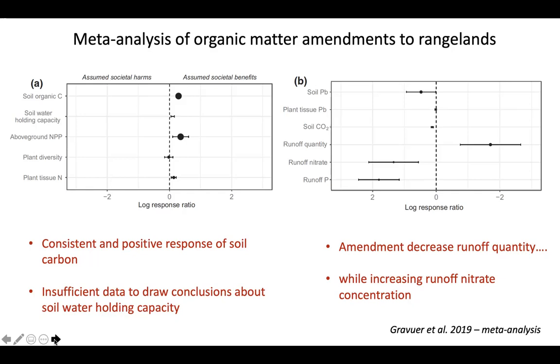So that's a limitation. They did find that organic matter amendments tended to decrease water runoff quantity, but also increase runoff nitrate and phosphate concentration. So there are potentially some things to think about with water quality and water quantity. And this ties back to what that amendment is, how it's applied, and all of the nuances of that practice.